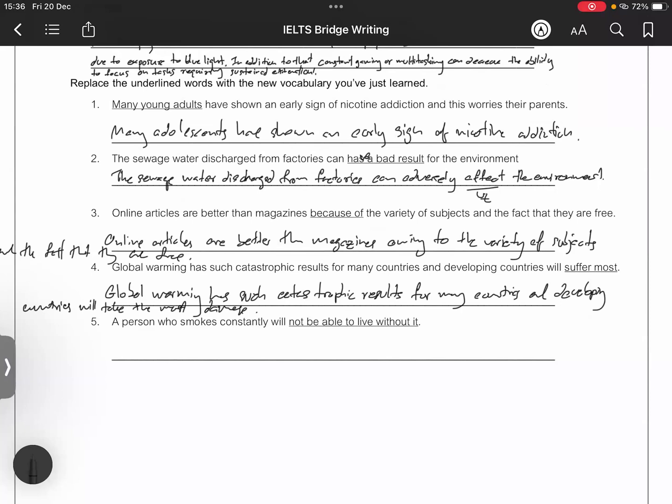Number 5, a person who smokes constantly would not be able to live without it. So we can write it as a person who smokes constantly will become addicted to it.